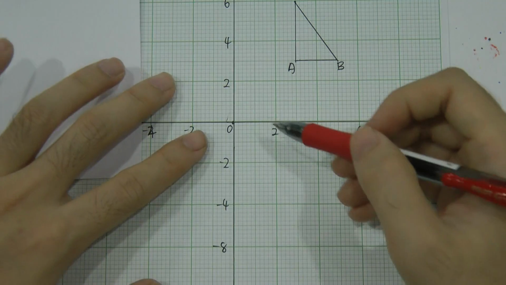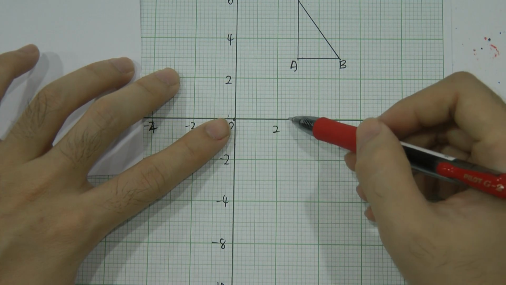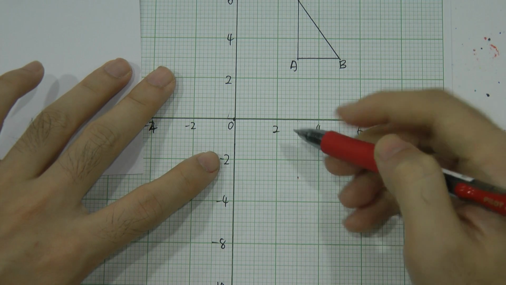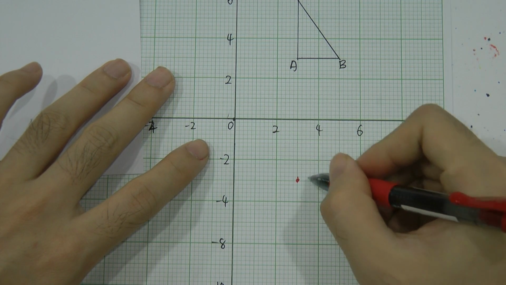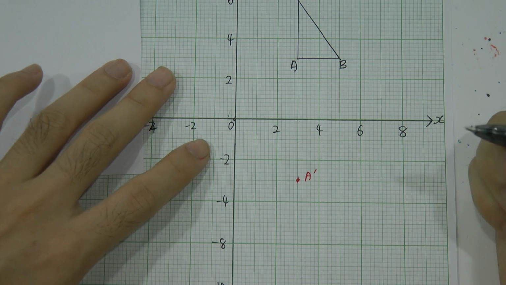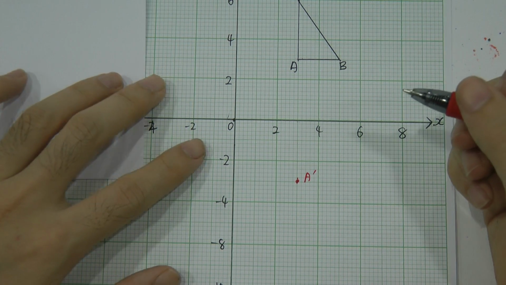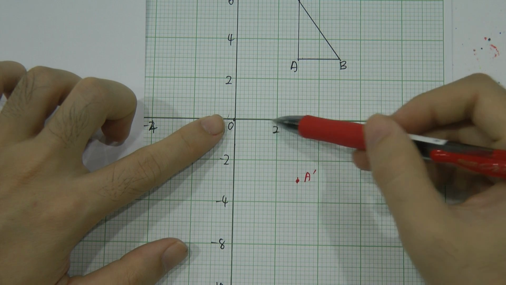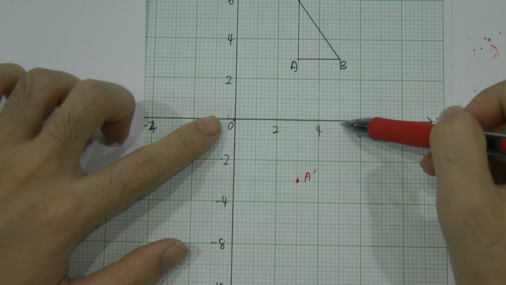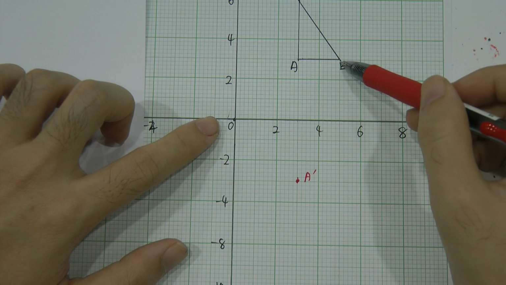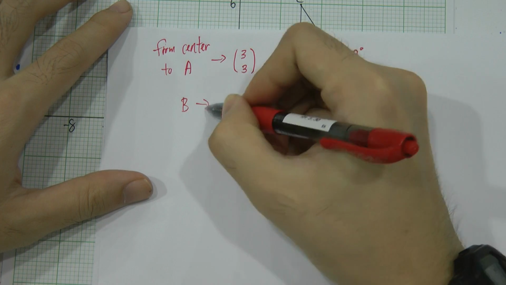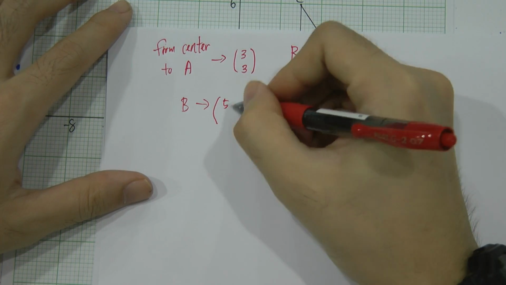So I'm going to count 3 over here: 1, 2, 3. -3 goes downward: 1, 2, 3. So this one will be your new coordinate of A. You're going to do the same for B. Find the translation: 1, 2, 3, 4, 5, and then 1, 2, 3. This one we call 5, 3. So the translation for B will be 5, 3.